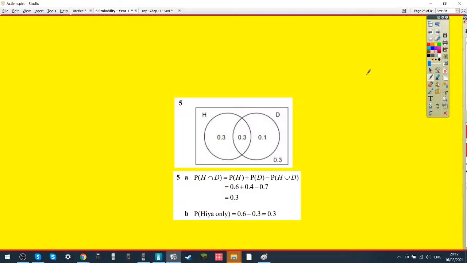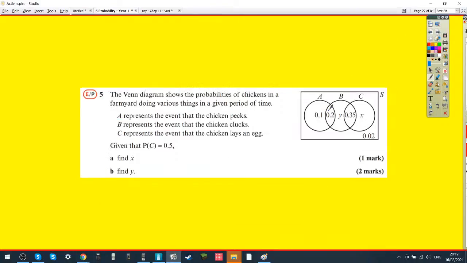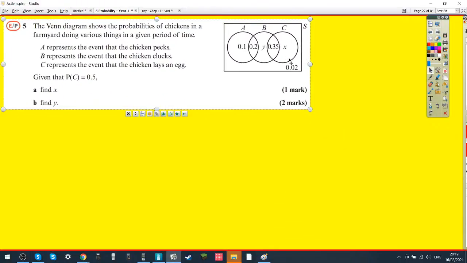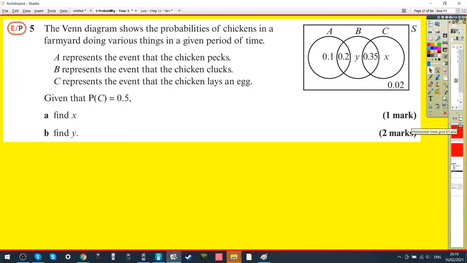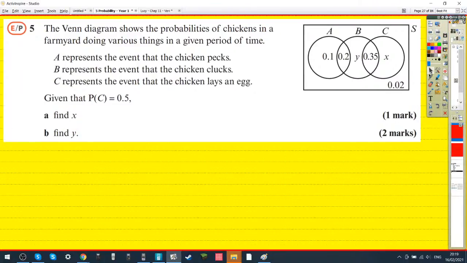Hey, I like your way. 0.3. They did a diagram as well. Yeah. Okay, algebra. Is it algebra? No, it's not. Not yet. Let's see. Maybe it is. All right, how do we do this?